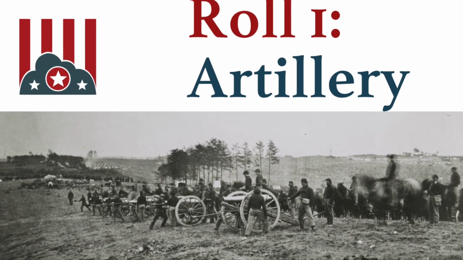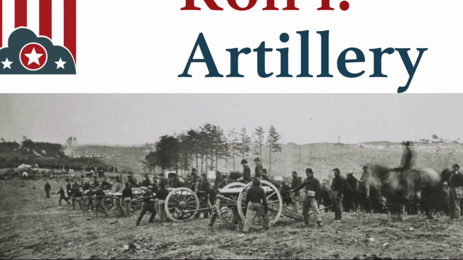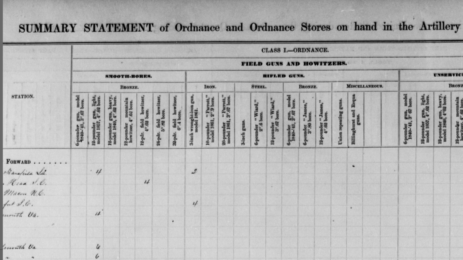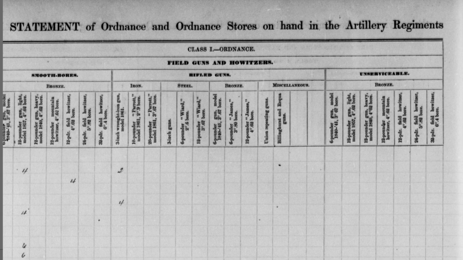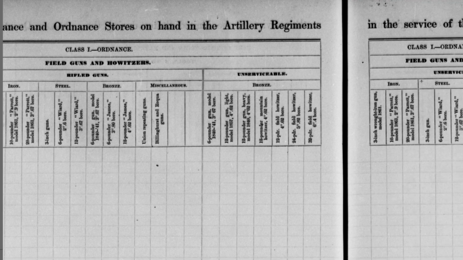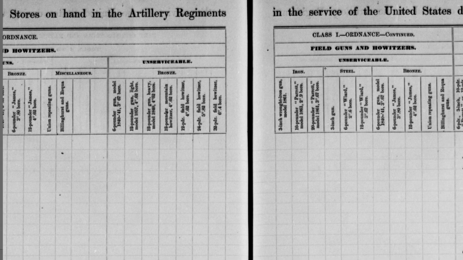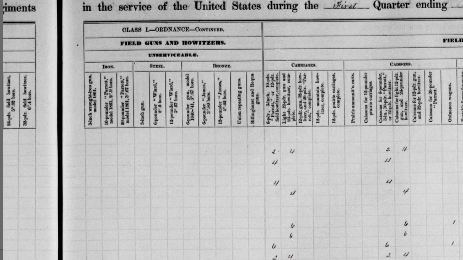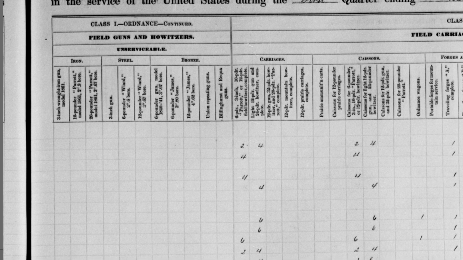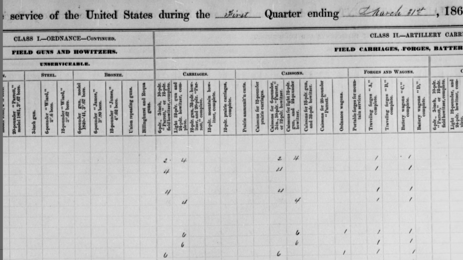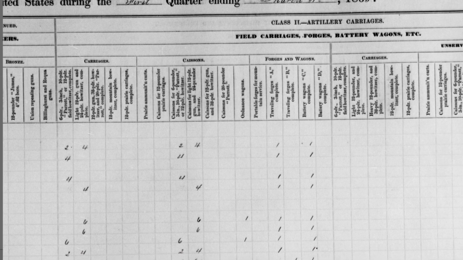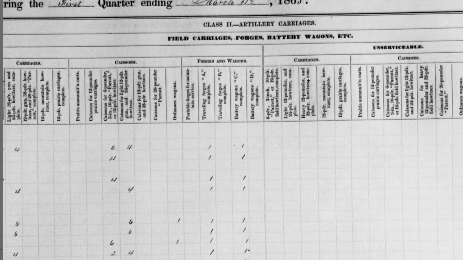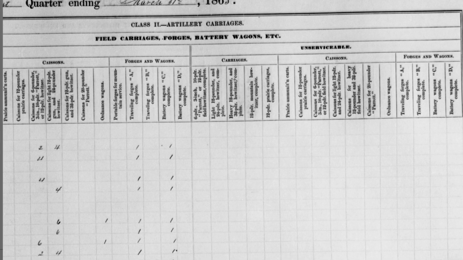So starting with the artillery, let's go through this. Up on the top, we'll go through the headers. It starts with Class 1 ordnance and Class 2 ordnance, but then really it gets into which artillery pieces they had with their smoothbore and rifled guns. They have to list what's unserviceable. The next section is Class 2 artillery carriages. So again, which carriages, caissons, forges, wagons, support vehicles, stuff like that. And of course, they have the last column, which is unserviceable.